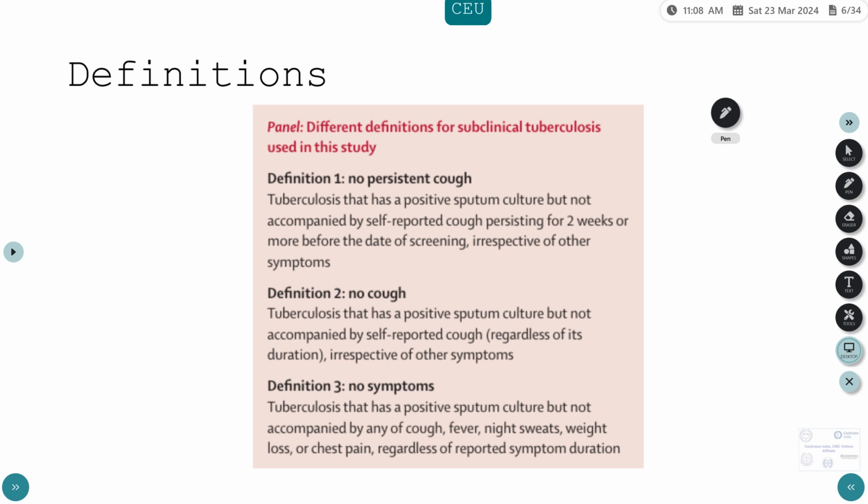Definition 2 is there is no cough at all. So TB patients with sputum positive TB but did not have accompanying cough at all. Third was no symptoms at all. So TB patients with tuberculosis with a positive sputum culture but no accompanying cough, fever, night sweat, weight loss, chest pain or any of these symptoms throughout the duration.